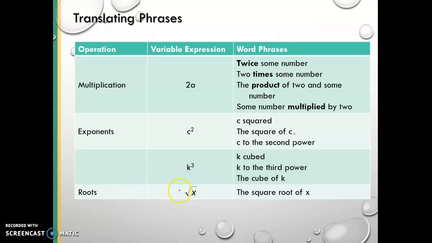Then we have roots. This is the variable expression, and the words are square root of x.